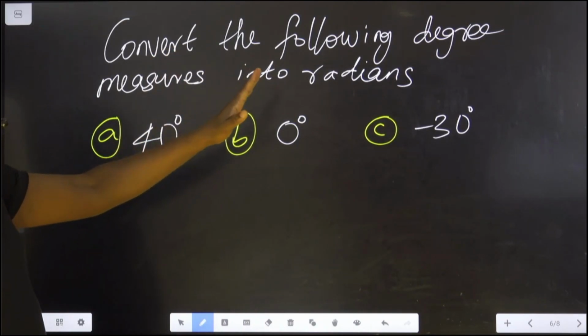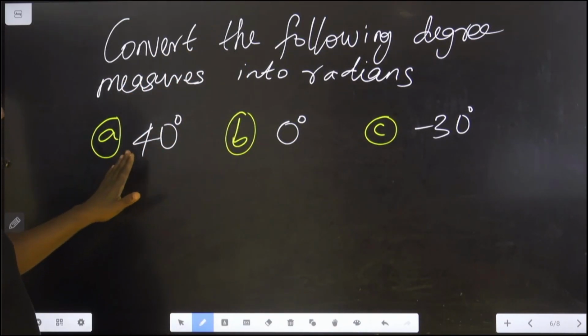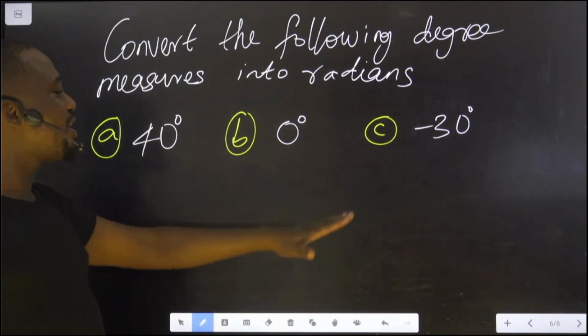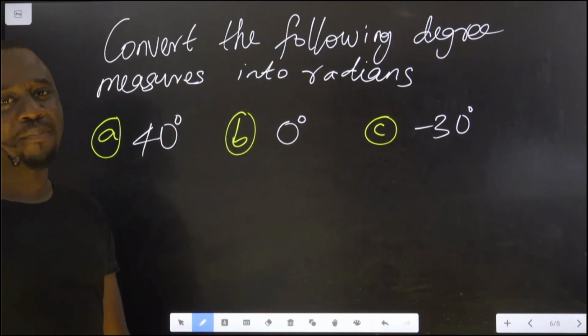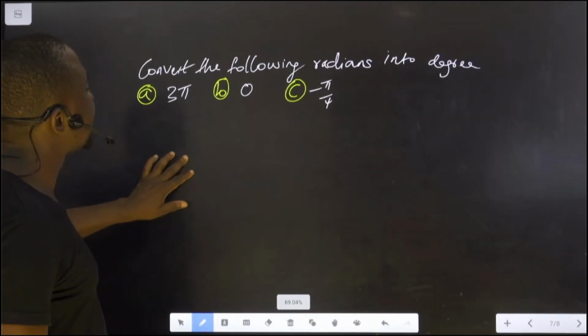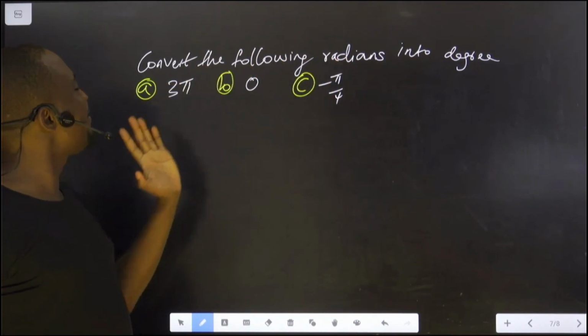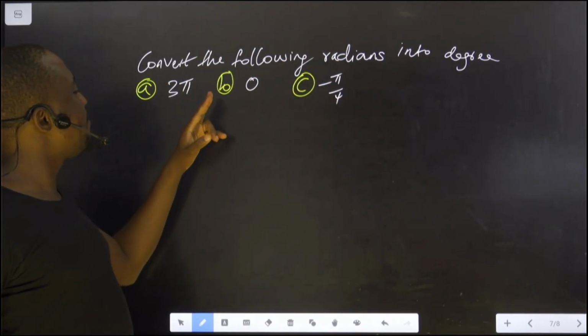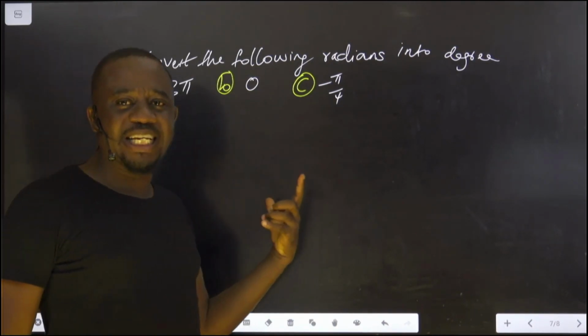Look at this. Convert the following degree measures into radians. A 40, B 0 degree, C minus 30 degree. I want to take this as your assignment. Look at this. It says convert the following radians into degree. A is 3 pi, B is 0, C is pi over 4. I want to take this as your assignment.